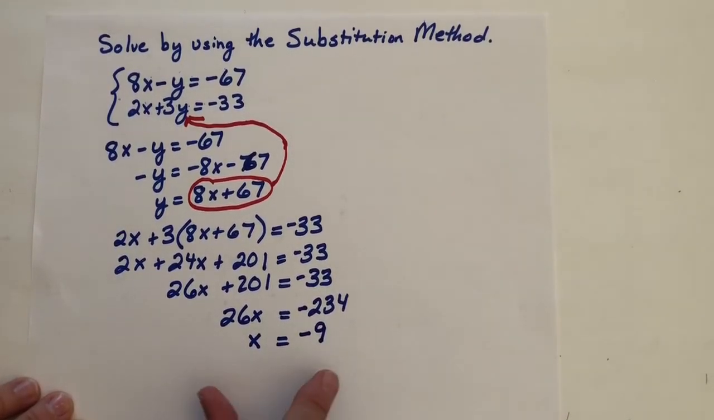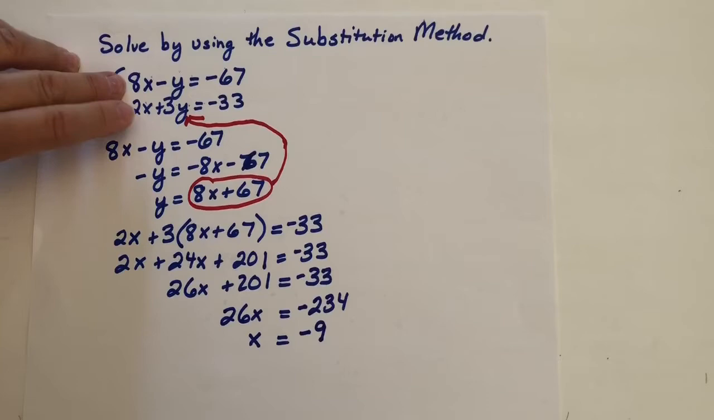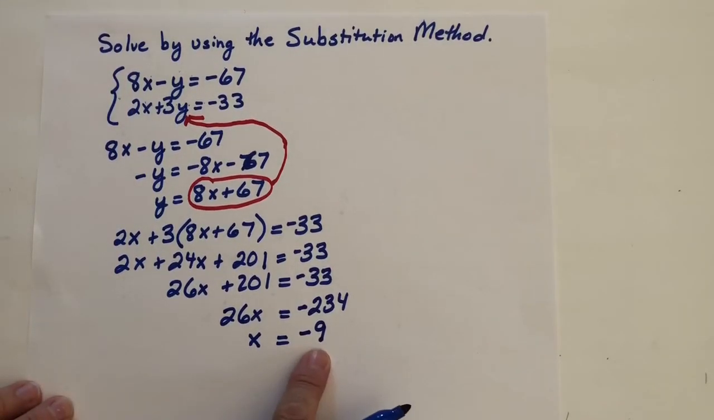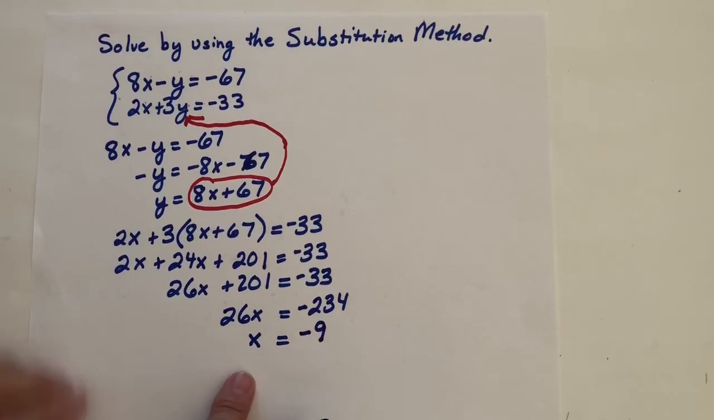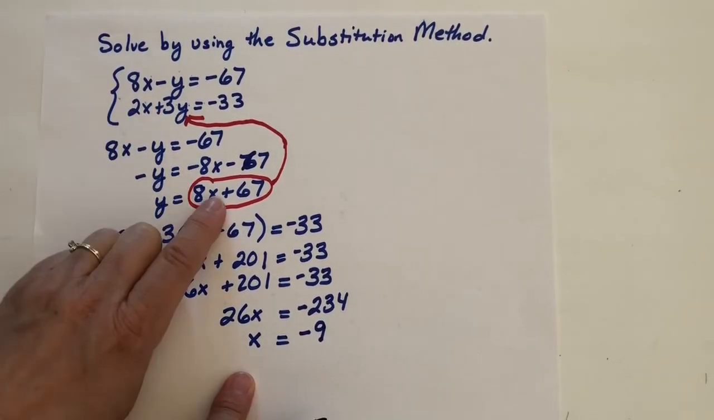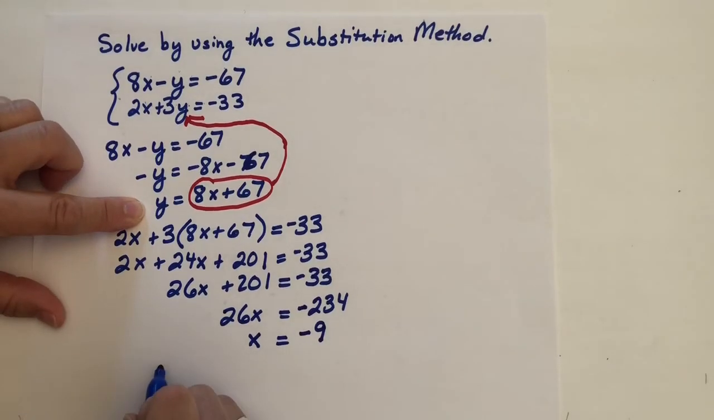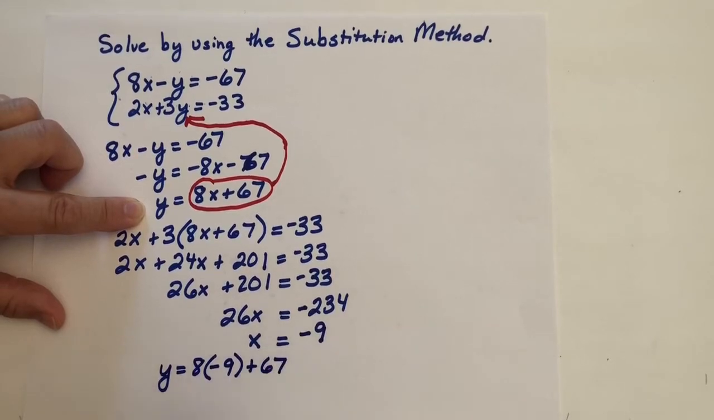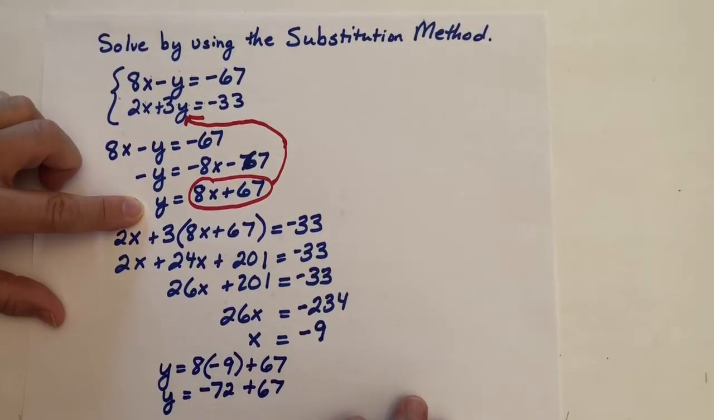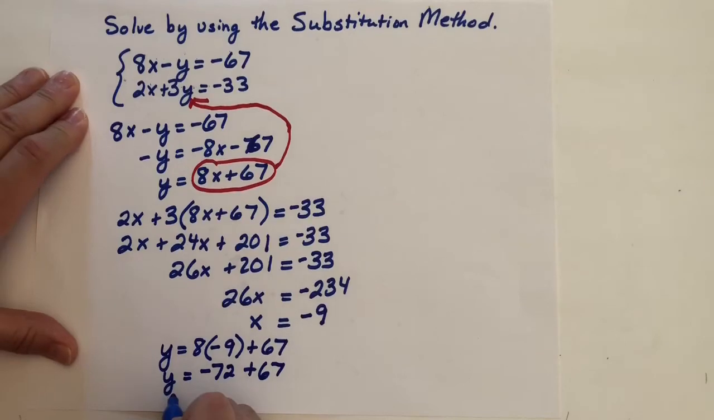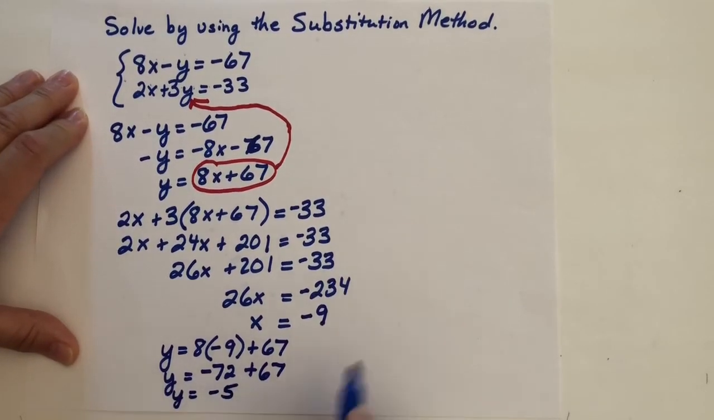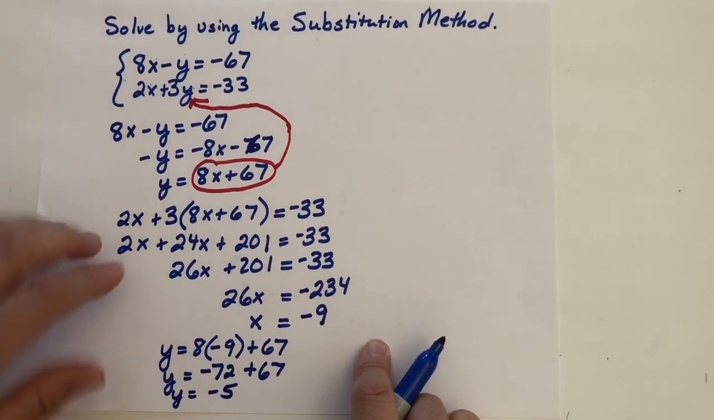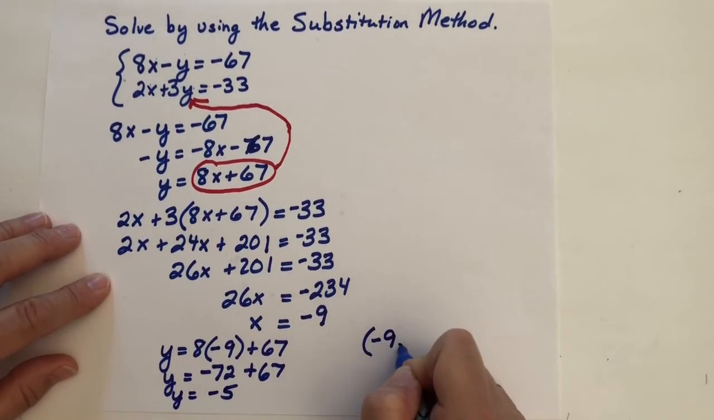But remember, we're looking for the entire ordered pair. Now we know the x coordinate of the point that these two lines would share would be -9. We need the y value that goes with it. Again, you can substitute the x in here, here, or here. I'm going to choose this equation. So we have y equals 8 times -9 plus 67. So we have -72 plus 67, and we have y equals -5. So the solution to this system is the point (-9, -5).